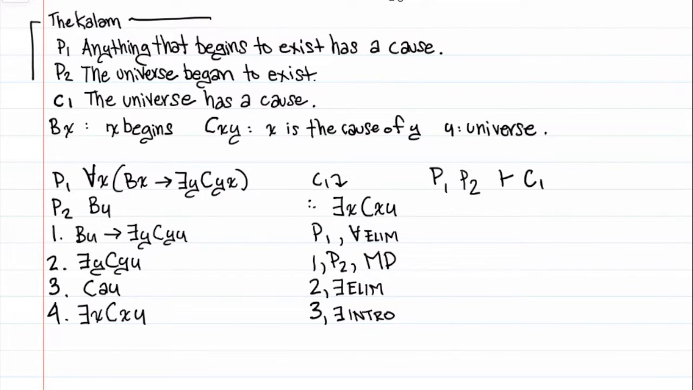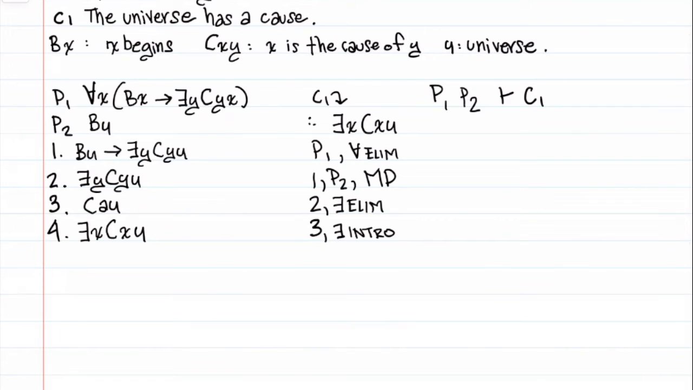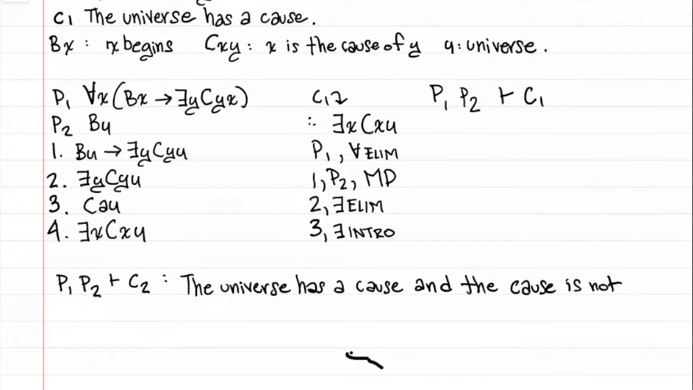One might worry, though: suppose that you think the premises are true and therefore the conclusion is true. Are we committed to believing that there's not just a cause of the universe, but that the cause is distinct from the universe? That there's something other than the universe that's the cause? So we can ask, is it the case that from P1 and P2, it follows that C2, where C2 is not just that the universe has a cause, but that in addition to that, the cause is not the universe.